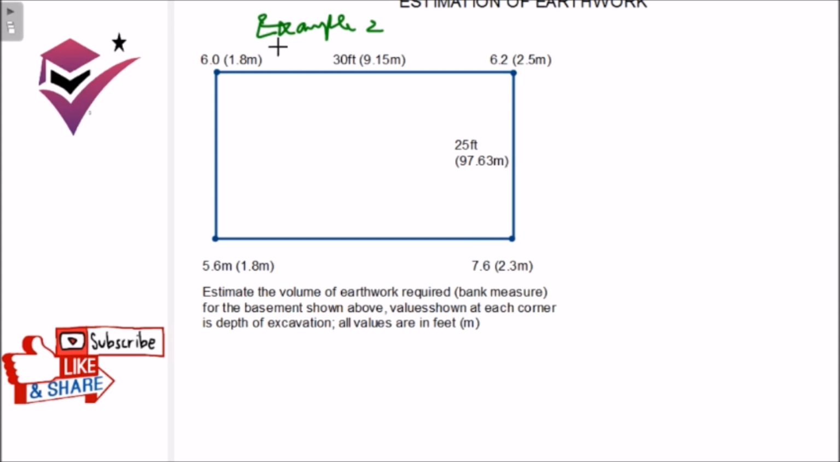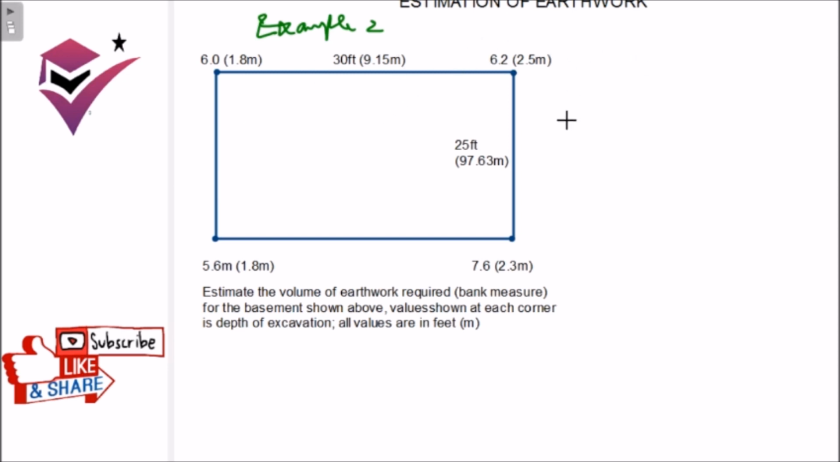while all values are given in feet and also in meters. So these ones are in feet. You can see feet. So at the corner points, these are the depths of excavation. Under this example we are trying to illustrate how to estimate the volume of earthwork. So that is what we are looking at.